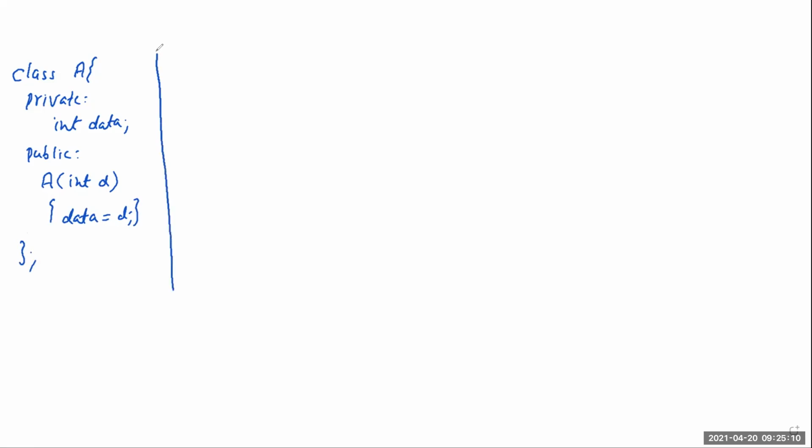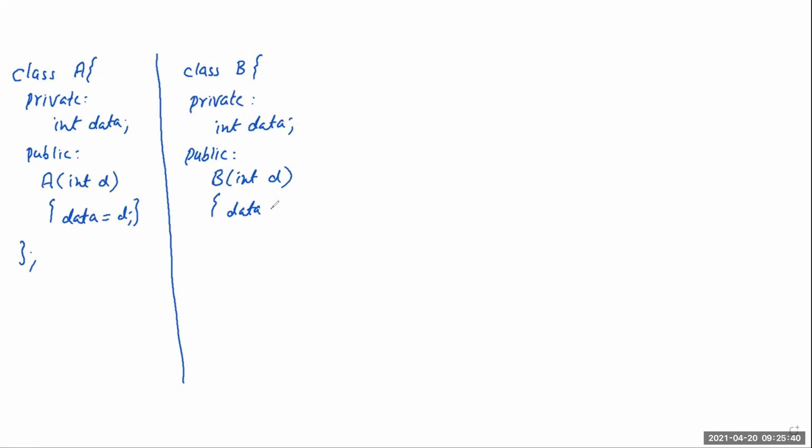Now, exactly like that, we make another class which is class B. So in class B, again, we take some data. I'm again calling it data. You can call it anything else. So in the public, again, I will just make the constructor of this class. So I write data gets the value d, and that's it.